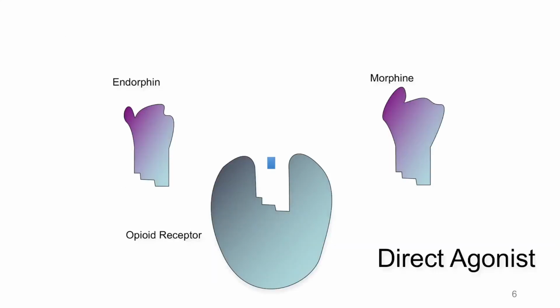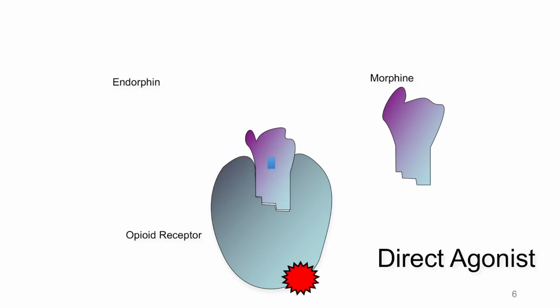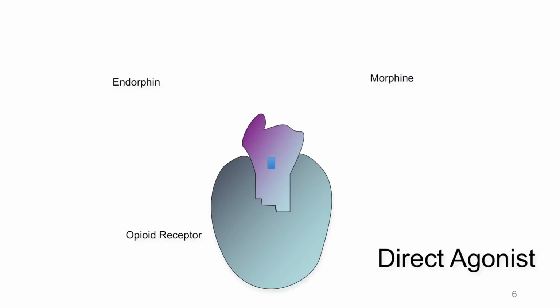Here's an example of a direct agonist. Beta endorphin is the endogenous ligand for the mu-opioid receptor. It will bind to the mu-opioid receptor and activate it. Morphine is an exogenous drug. Morphine can also bind to and activate the mu-opioid receptor, making it a direct agonist.